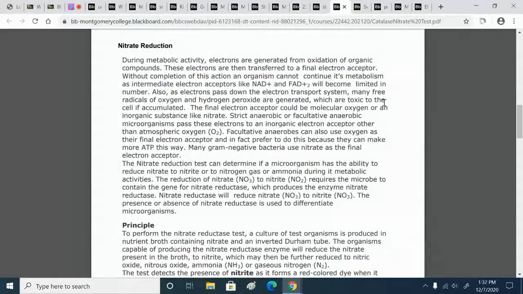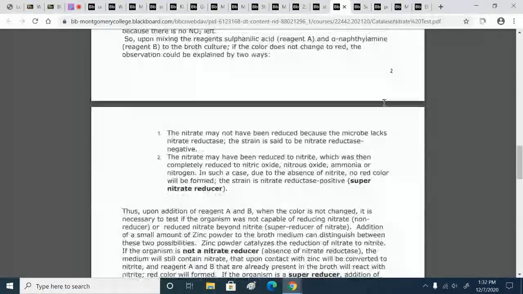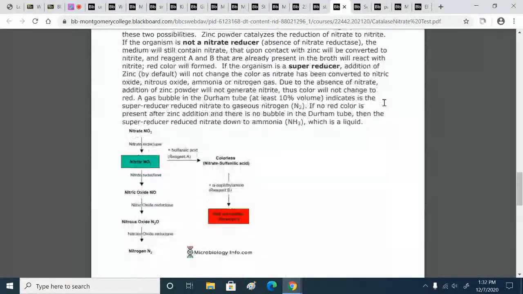With the nitrate test, we were looking to see if the bacteria can reduce nitrate into nitrite. And the enzyme that does that is nitrate reductase. So we test for the presence of nitrite. We do that by adding two chemicals, alpha-naphthylamine and sulfanilic acid. If nitrite is present, a red color will develop.